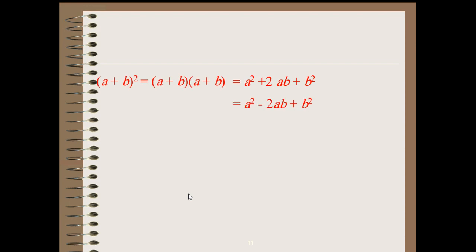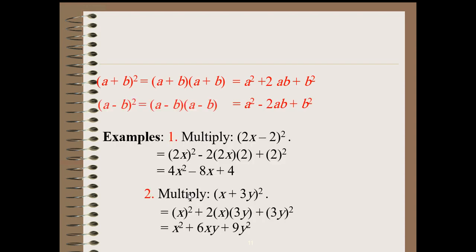The last two identities, the addition and the subtraction. We have a plus b squared. It's a plus b times a plus b. You can develop to get the answer, but you need to memorize it. It's a squared plus 2ab plus b squared. a minus b squared, it's a squared minus 2ab plus b squared.